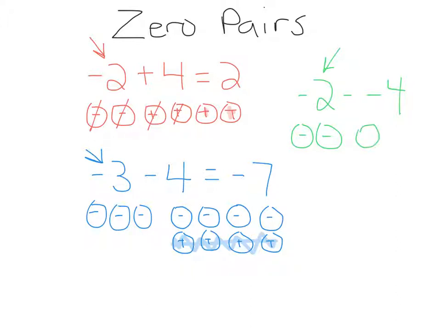So using zero pairs, I'm going to add a negative and a positive until I have 4 negatives. Now you'll notice I have 4 negatives. So I'm going to get rid of these 4 negatives, and what I'm left with is 2 positives. So the answer is positive 2. And that's how you use zero pairs.